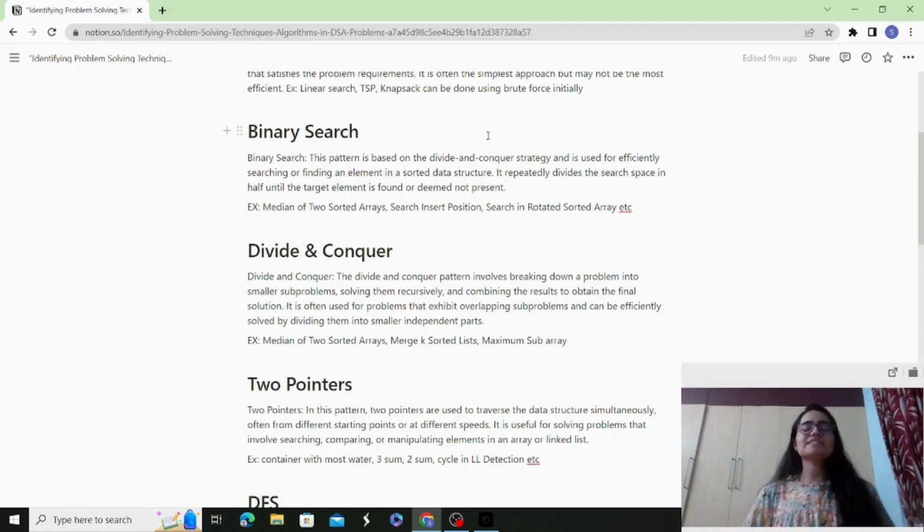Binary search: just remember that whenever you're given a sorted array or a sorted search space, the first thing that should come into your mind is binary search. That is a tip I would give you. The pattern is based on the divide and conquer strategy, which I will cover in the next point itself. Divide and conquer is another strategic approach and is used for efficiently searching or finding an element in a sorted data structure. There are various problems you will find on LeetCode, HackerRank, or various other coding platforms that will use the binary search technique.